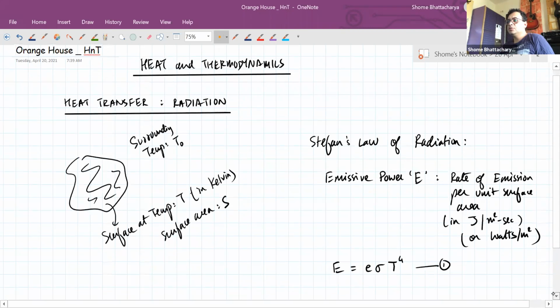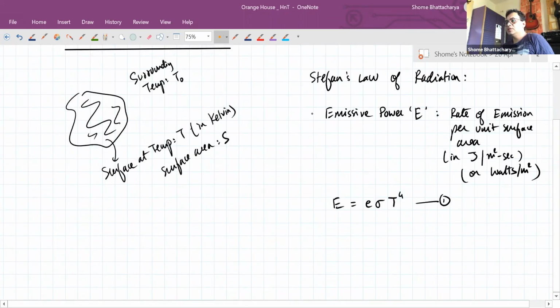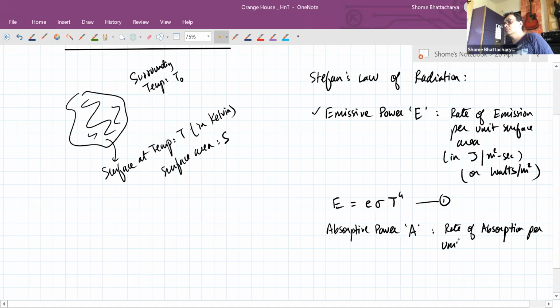Then we had seen that the same surface is also in the process of absorption. So along with the emissive power, it also has the property of absorption. So the absorptive power is the rate of absorption per unit surface area. So again, this is in joules per second per meter square or watts per meter square. This absorptive power A is given by the absorptivity into Stefan's universal constant into the surrounding temperature in Kelvin to the power 4.